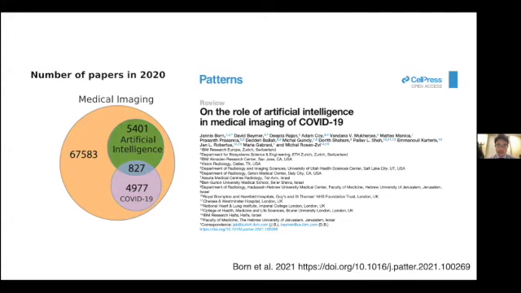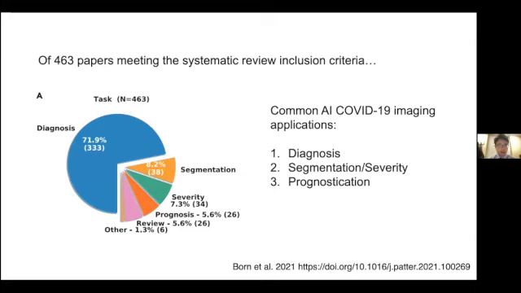One of the articles that he talks about is this recent systematic review on the role of AI in medical imaging. There's a focus on chest x-rays and CTs because that's where the bulk of AI has been applied to COVID-19. In 2020, there were a ton of papers related to COVID-19, and a lot of them overlap with the field of artificial intelligence, and they found around 827. After filtering those studies for their inclusion criteria, they found 463 papers.